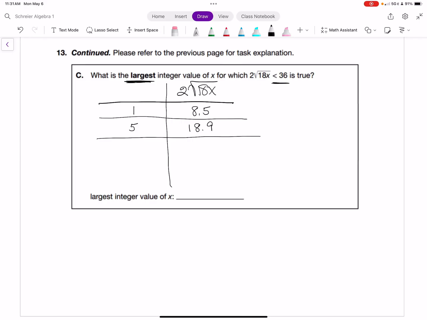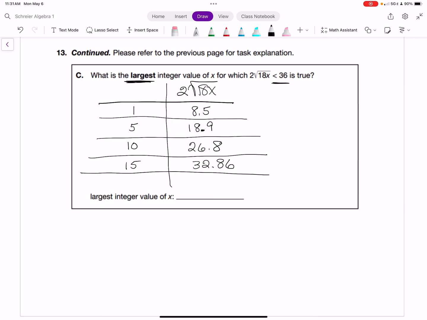Still less than 36, so it's not the largest. We can go more. So how much more? Well, let's go up to 10. So if I take 2 times root 18 times 10, I get 26.8. We're getting closer, but we can probably still find a bigger one. Let's go to 15 and see where we are. So 2 times the square root of 18 times 15 gives you 32.86. We're still less than 36, but I think we can go up some more.